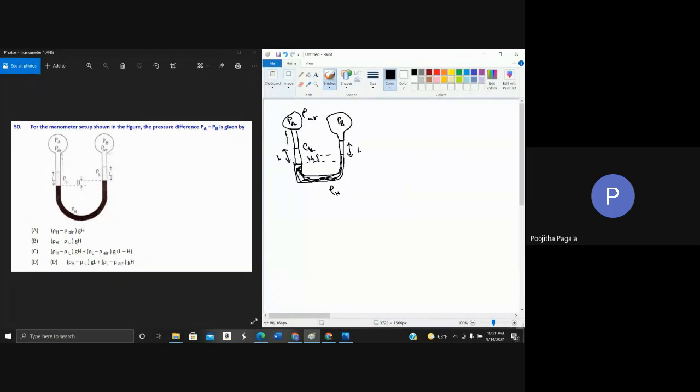Let this distance be x. The distance up to which we have air is x. So what is the pressure at this point? The pressure is going to be PA plus rho air Gx. And then what is going to be the pressure at this point? It is going to be plus rho L GL.